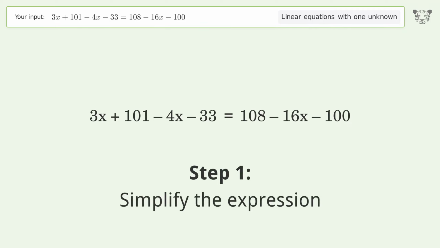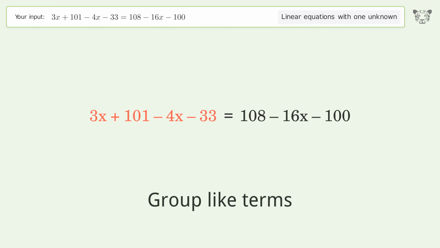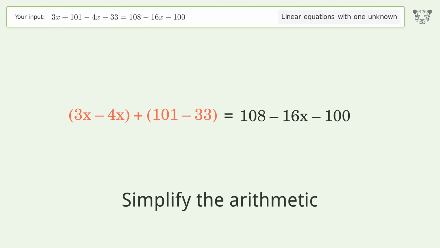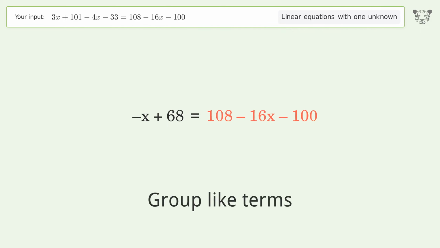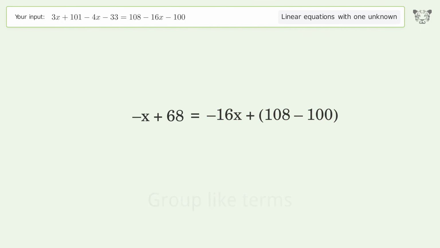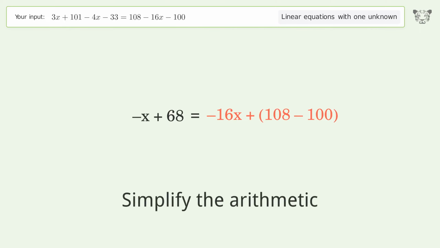Simplify the expression. Group like terms. Simplify the arithmetic. Combine like terms. Group like terms. Simplify the arithmetic.